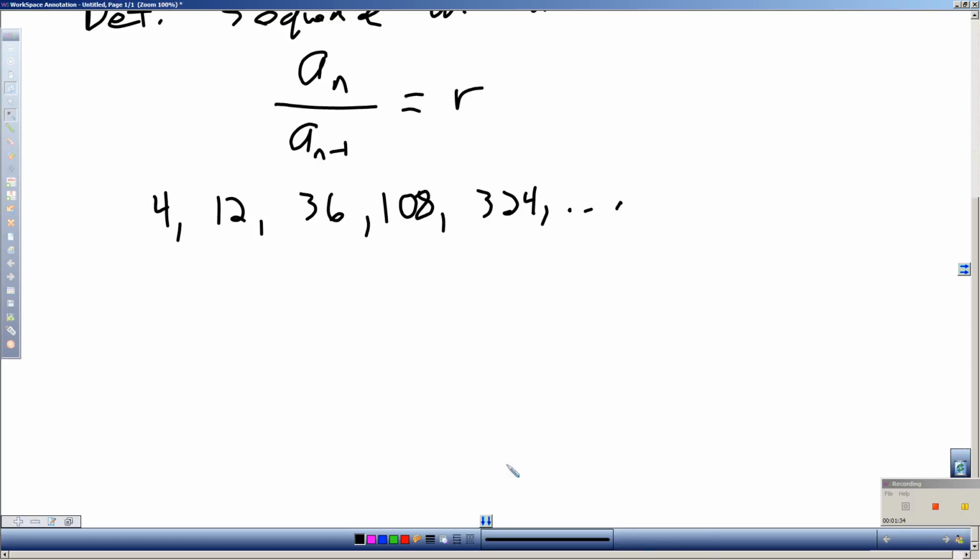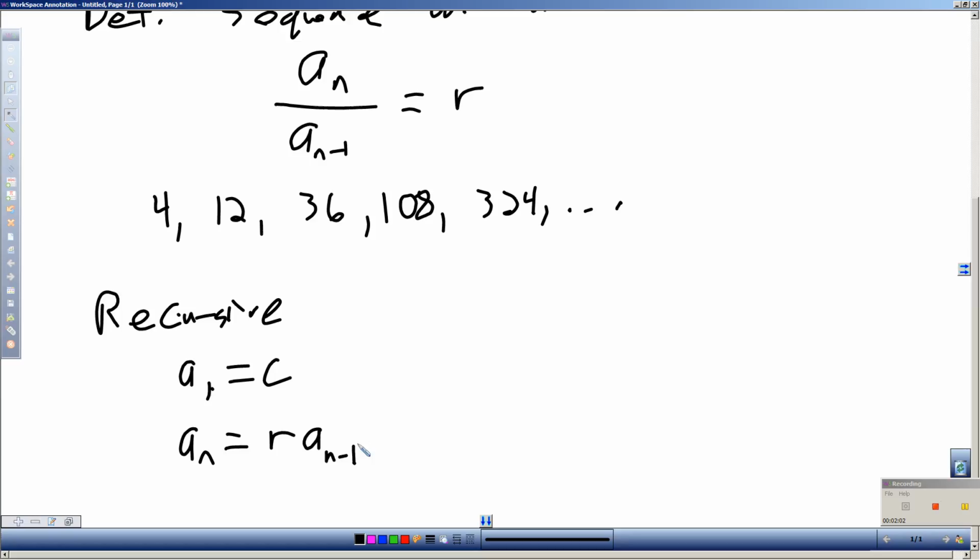Now, of course, there are some standard formulas for it. So first, let's do the recursive, and that's an easy one. A1 equals c, some constant we're starting at. How would we get to the next term? An equals r times An minus 1. So we're just taking whatever our previous term was and multiplying it by our common ratio.